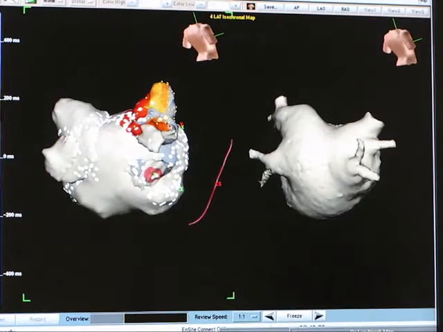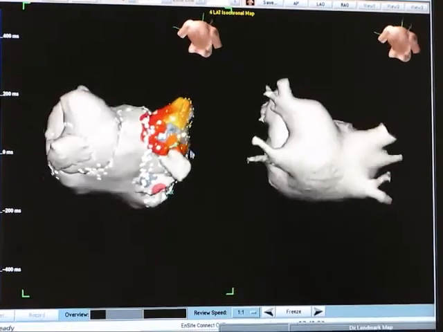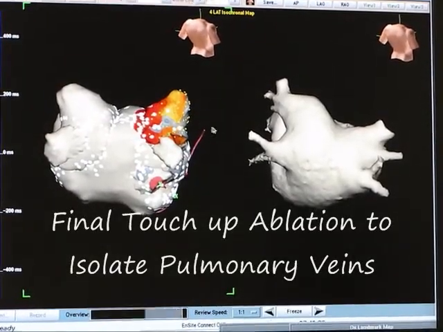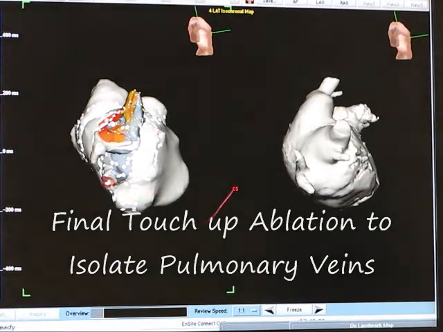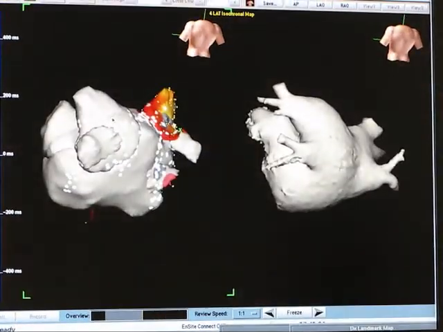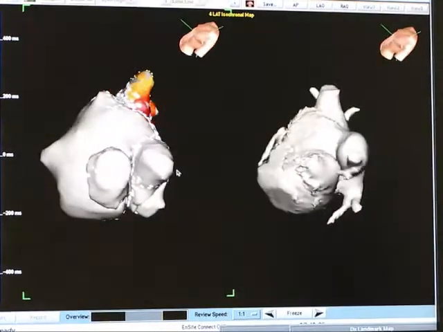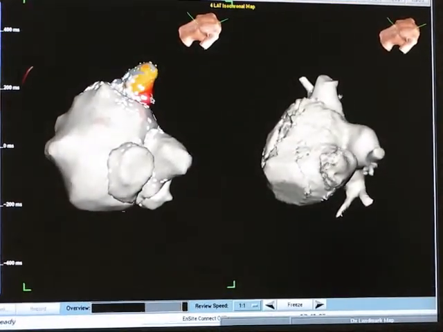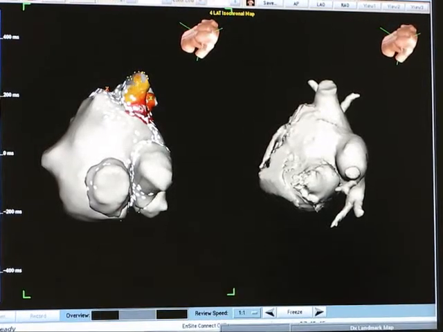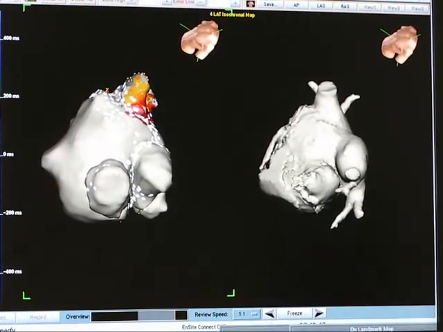Most of the work is already done, and there is just a small gap, and we can find the gap by doing a timing map in the pulmonary vein. So here we're looking at the right superior pulmonary vein, and by looking at the color, which represents the time of activation, we can trace the activity to the area that will deliver more ablation to completely isolate the vein.